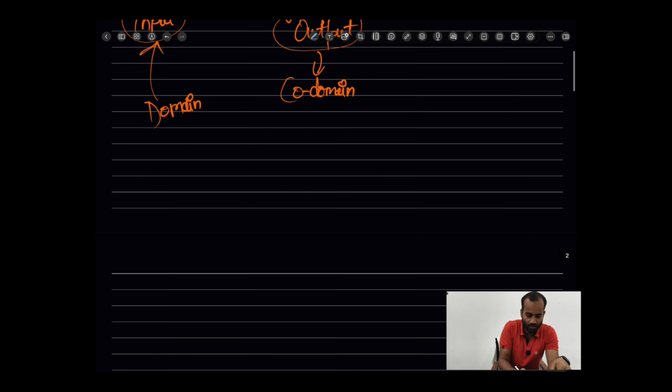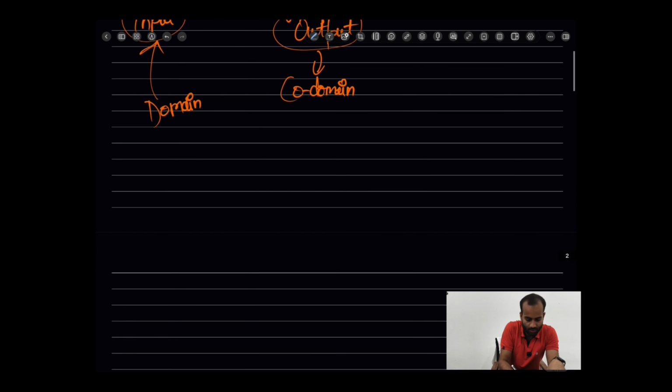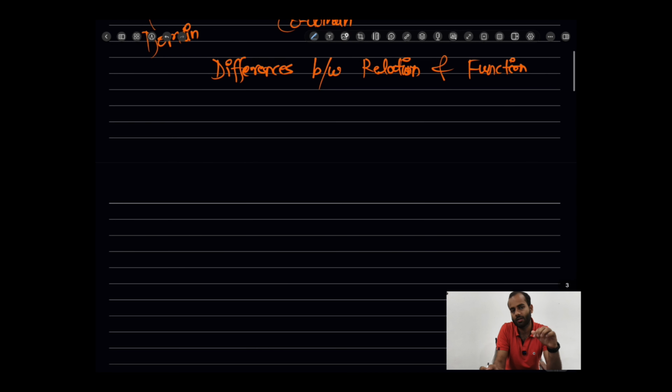So now I will clear up some differences between a relation and a function, and show how not every relation can be a function. For that, suppose we have a set here.